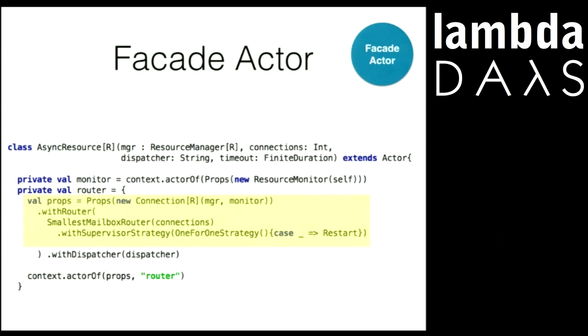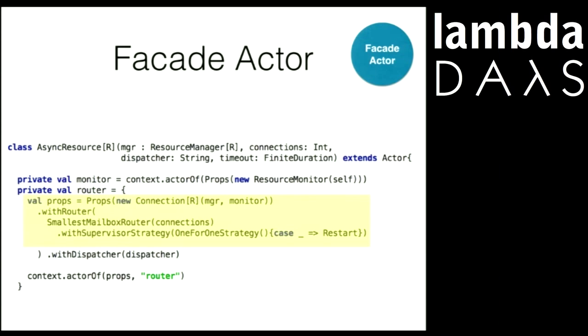Let's have a look at the Facade actor. First, it creates a monitor actor, and then, more interestingly, it creates a router. The way to create a router in Scala and in Akka is very, very simple. You just say, okay, I want this connection actor to be wrapped by the router. And here is the load balancing policy. We're going to use the smallest mailbox router.